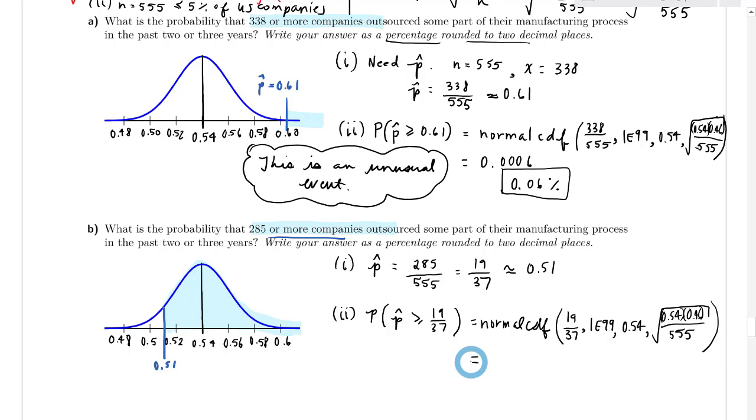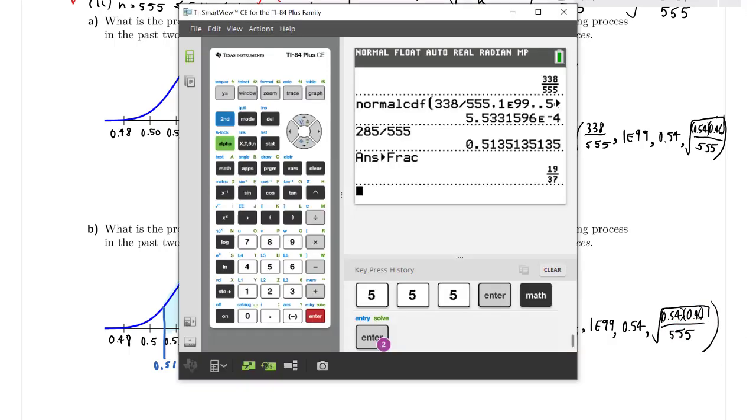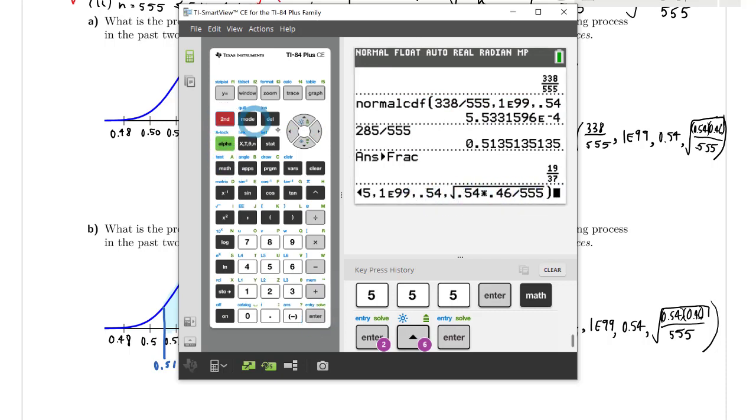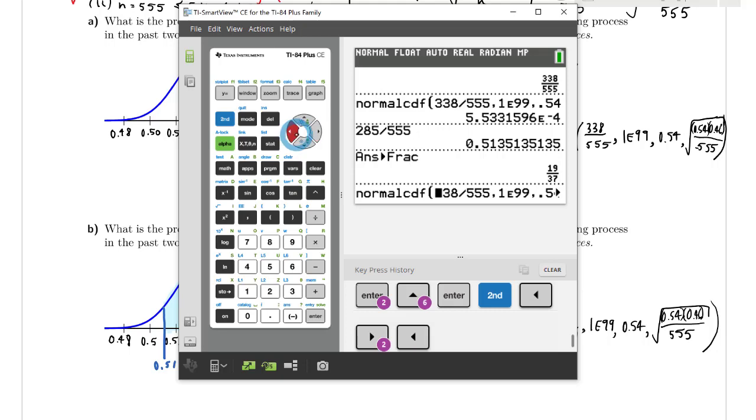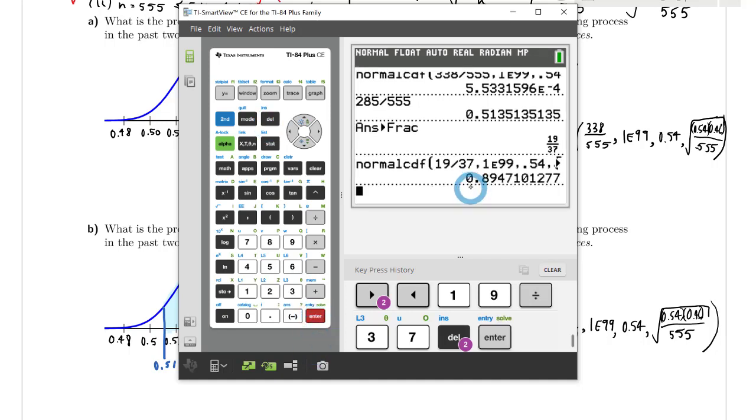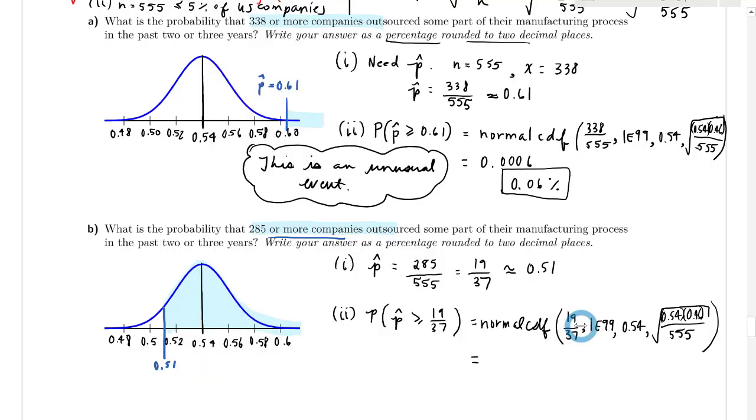So if I put that in the calculator, and in fact, I think I'm just going to go up and copy from there because it's the same thing. The only difference is I'm putting in a new fraction. So let me do that. I have 19 out of 37. Enter. And so here I get 0.8947.